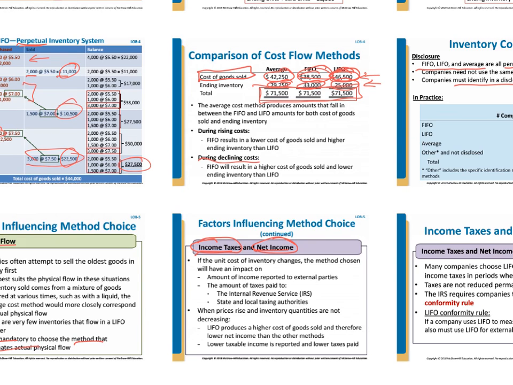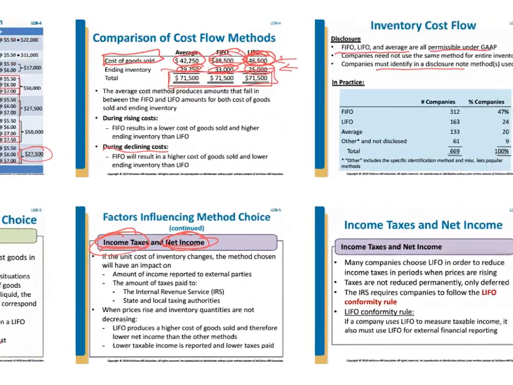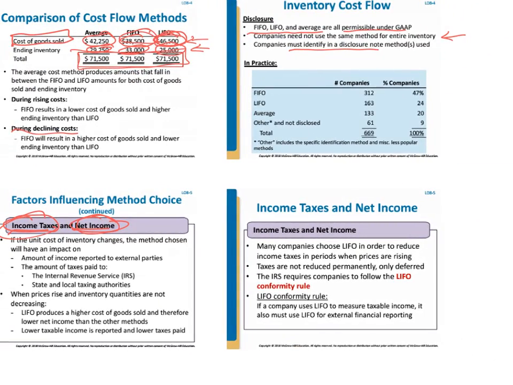So you can see that these choices that you make about inventory cost flow assumptions definitely have an impact on both net income and taxes. And as it relates specifically to LIFO, the benefit that it produces the lowest amount of taxes in a period of rising prices comes with a disadvantage as well. FASB requires a LIFO conformity rule, which means that if you use LIFO to measure your taxable income, you also must use LIFO for external financial reporting purposes.